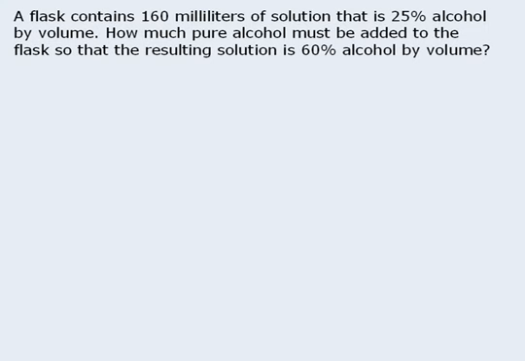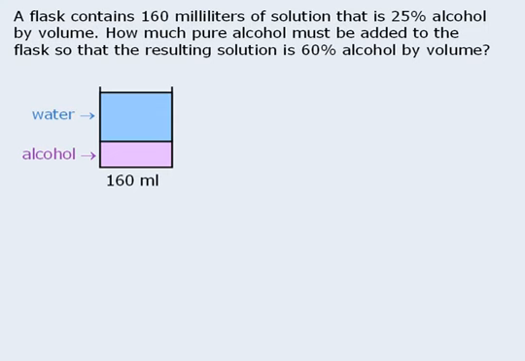So let's begin by sketching the initial solution with the water and alcohol separated. Now the question tells us that the initial solution is 25% alcohol by volume. So if there is 160 milliliters of solution and 25% of 160 is 40, then we know that there is 40 milliliters of alcohol in the solution. This means the remaining 120 milliliters must be water.